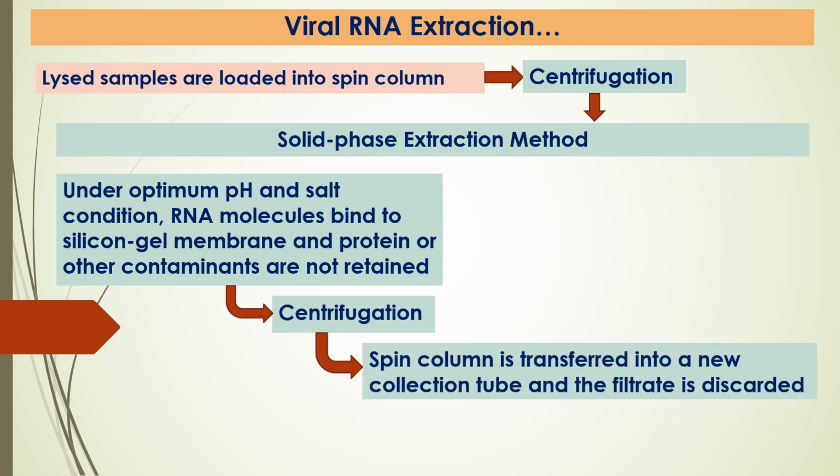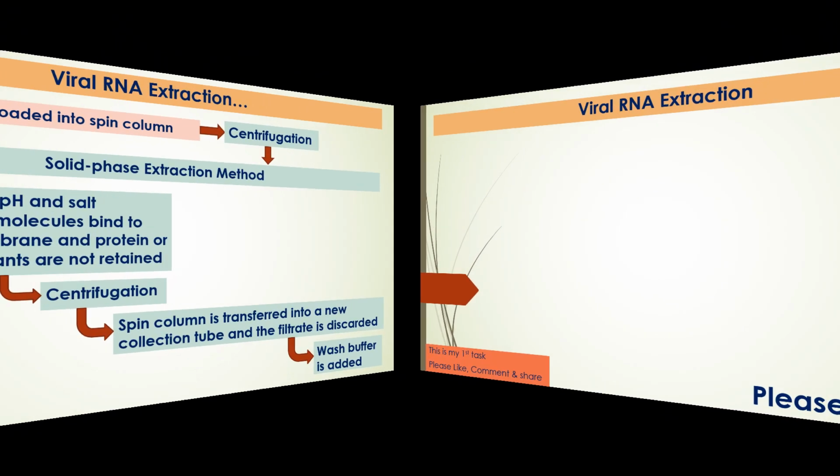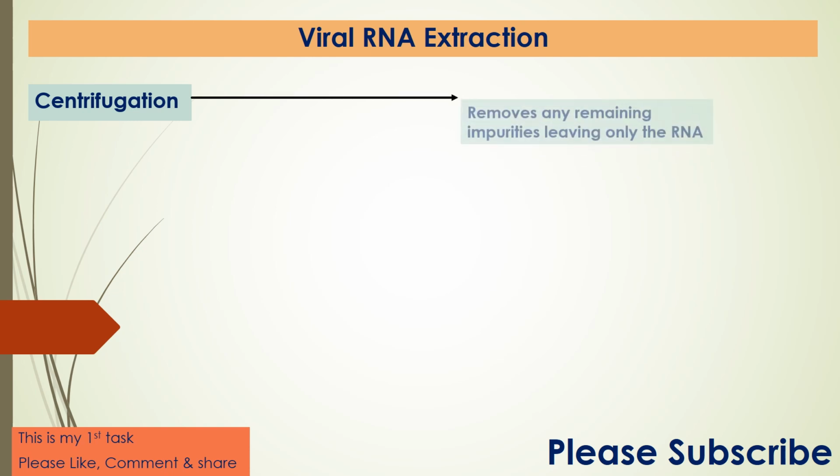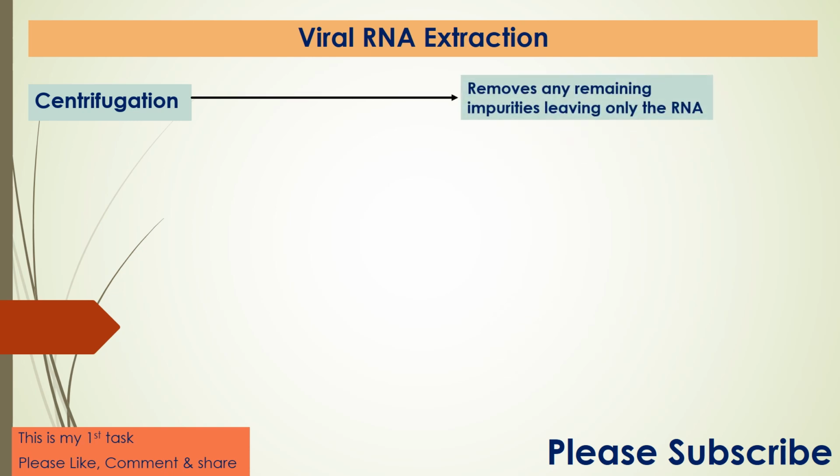After centrifugation, the spin column is transferred into a new collection tube and the filtrate is discarded. Then wash buffer is added. Then centrifugation is performed, which removes any remaining impurities, leaving only the RNA bound to the membrane.